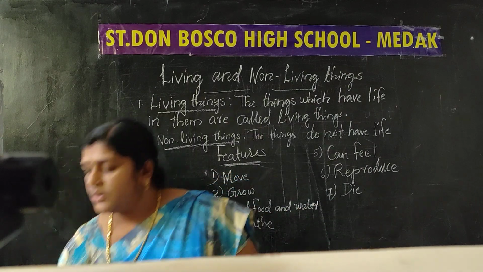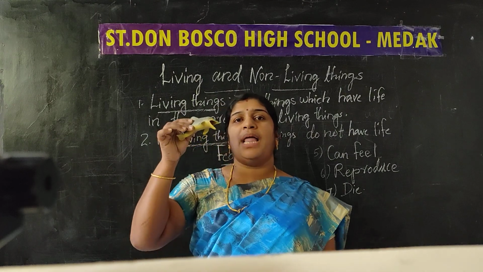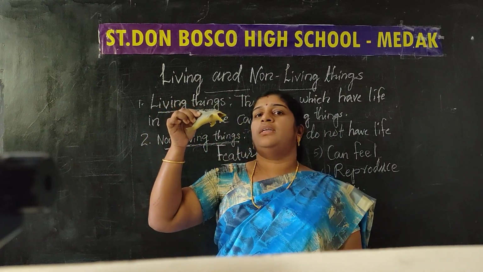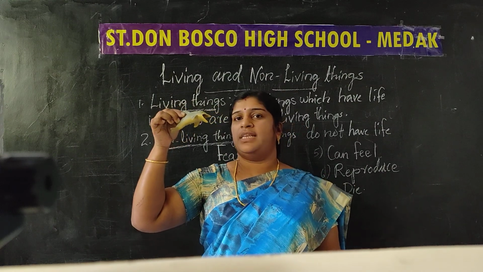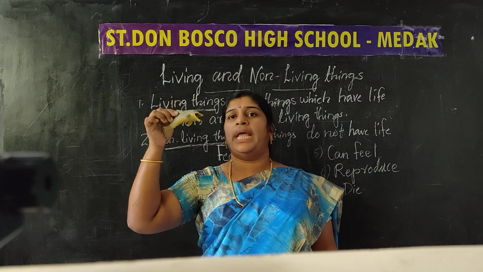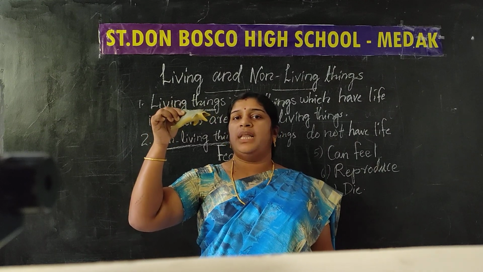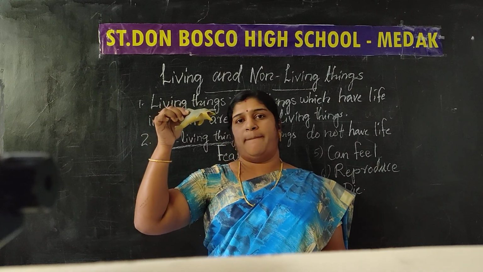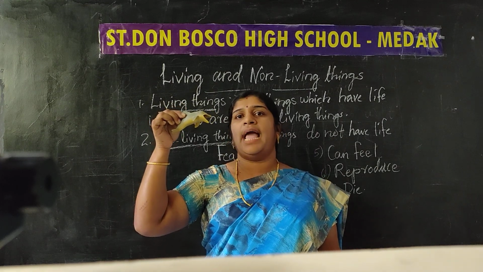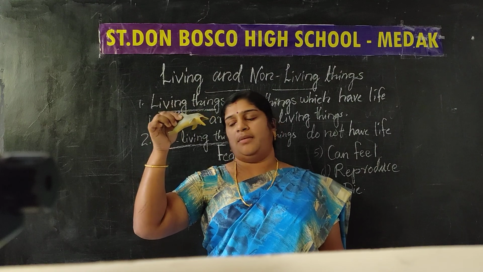So next, do you know this is an aquatic animal? What is the name of this? It is a dolphin. It is an aquatic animal. Aquatic animal means this animal lives in water. So this animal is an aquatic animal. It is a living thing.